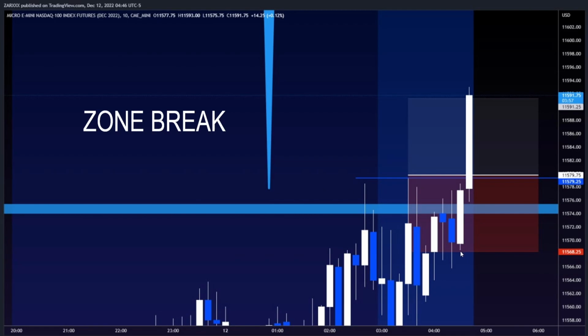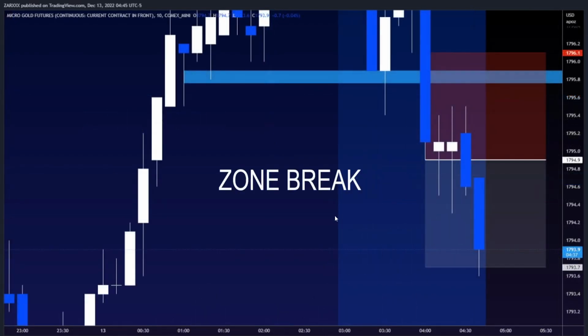Zone break, again, break and close. Notice with all these wick candles here, this was the first candle, a nice strong white candle to break and close above the zone, and then a nice little pullback and a break above the high point, and taking that one for, it looks like, about a 1.2 R win.